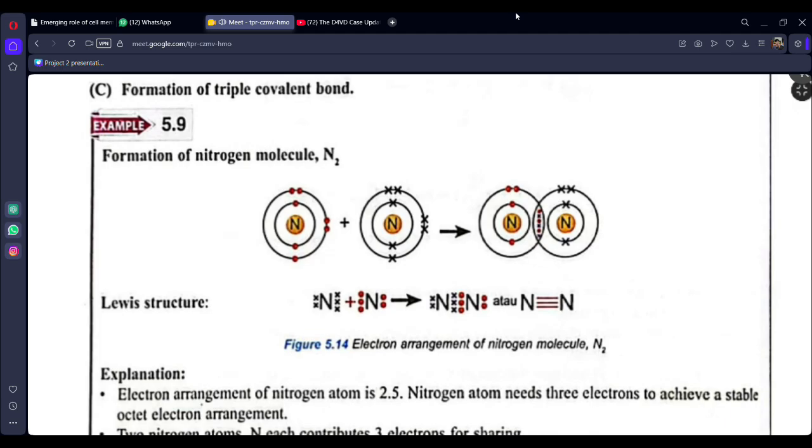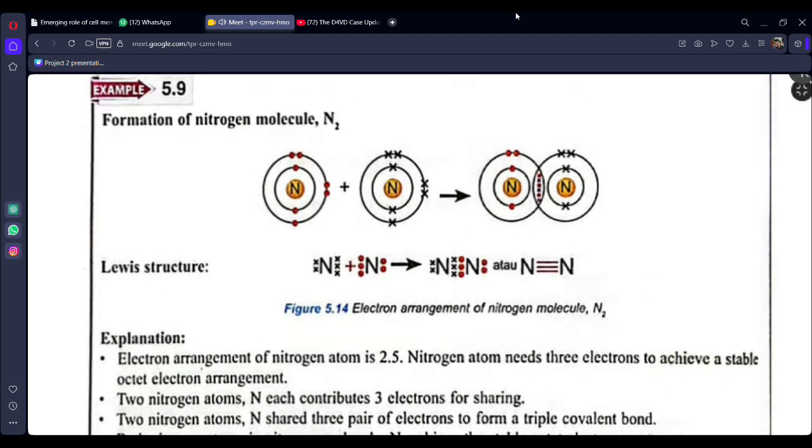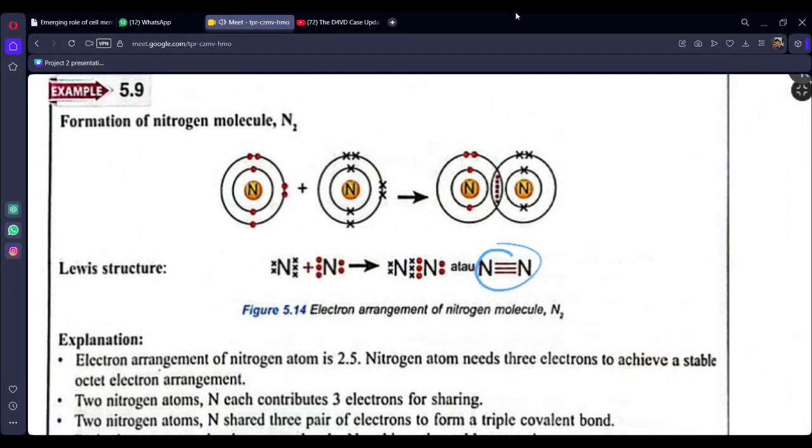Okay, triple covalent bond, same thing. What I told you: if you have 3 lines, 6 electrons are being shared. I'm not going to explain it, it's very straightforward, and I would encourage you all to draw it like this, because it's the same thing you're going to end up doing in your carbon compounds for Form 5.